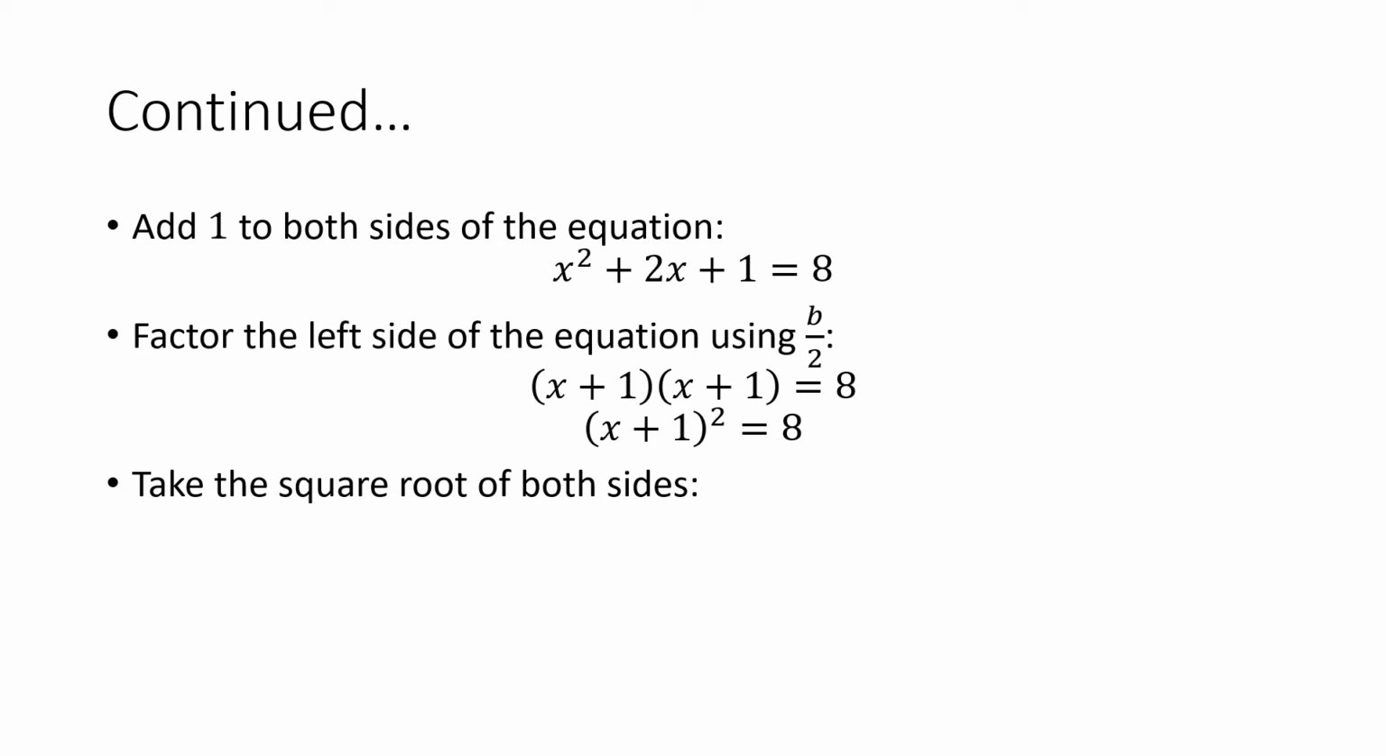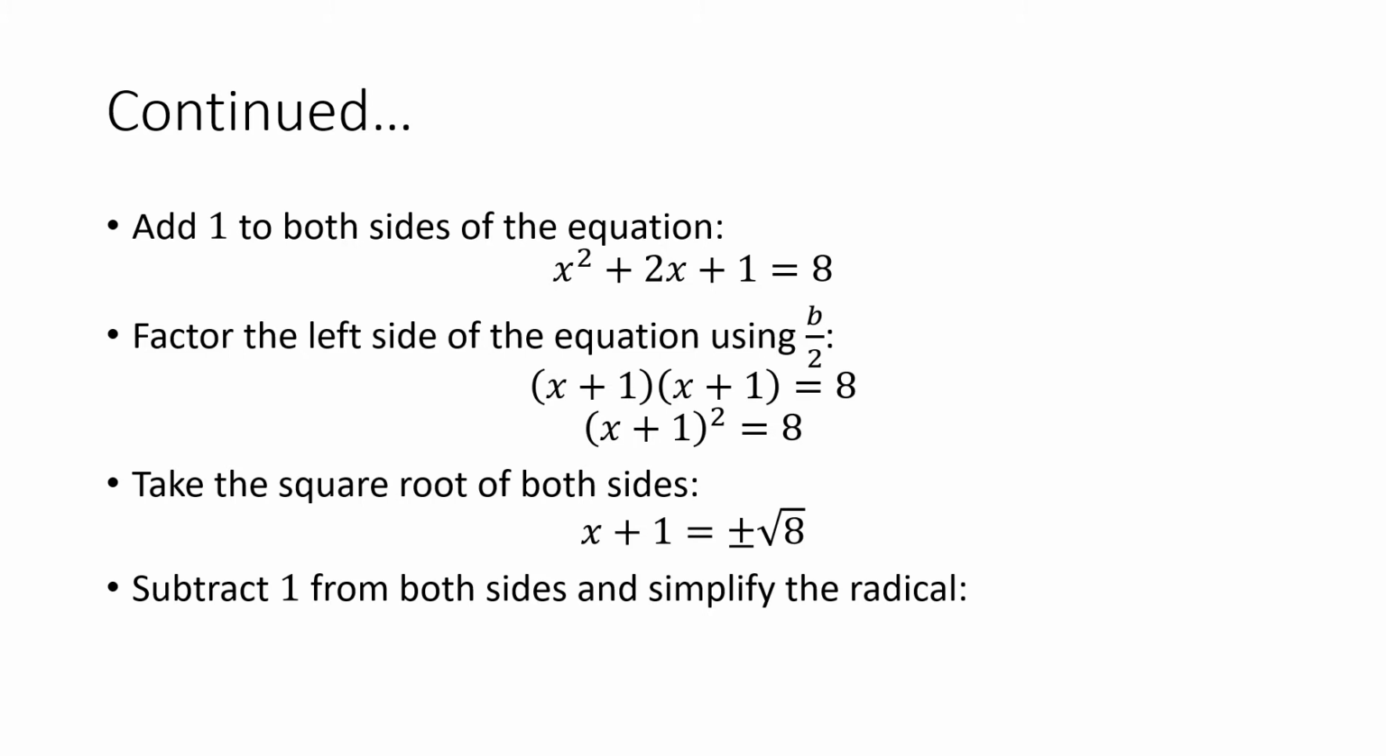Now let's take the square root of both sides of the equation. So the square root of x plus 1 quantity squared is equal to x plus 1, and the square root of 8 is equal to plus or minus the square root of 8. And then finally we will subtract 1 from both sides of the equation, and if you notice carefully, the square root of 8 can actually be simplified further. So we can simplify the radical from one of my previous videos, as you might remember.